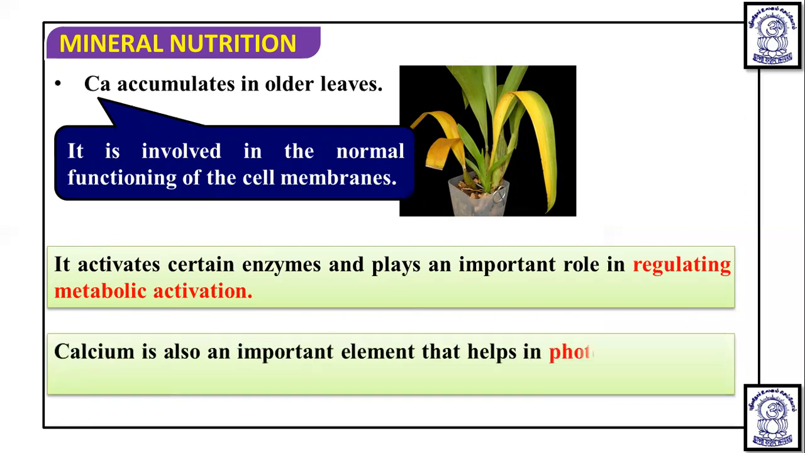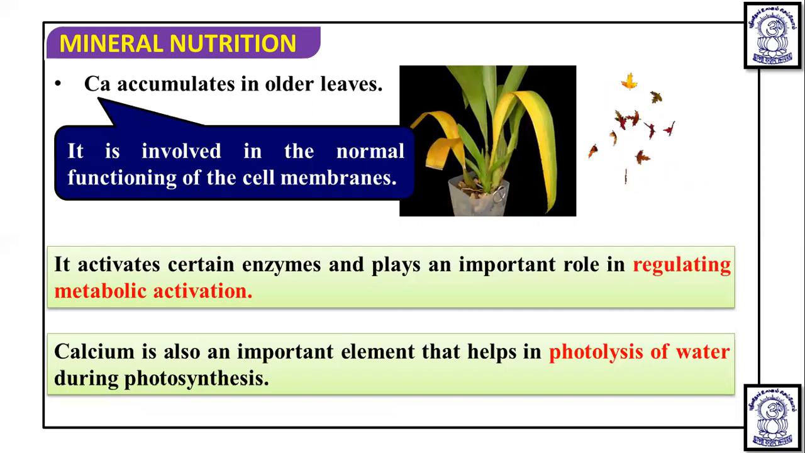Calcium is also an important element that helps in the photolysis of water. Along with calcium, magnesium, manganese, and chlorine are also required for the photolysis of water during photosynthesis. So these are the important roles: normal functioning of the cell membrane, that is maintaining permeability, and accumulation in older tissue. All these things we have discussed.